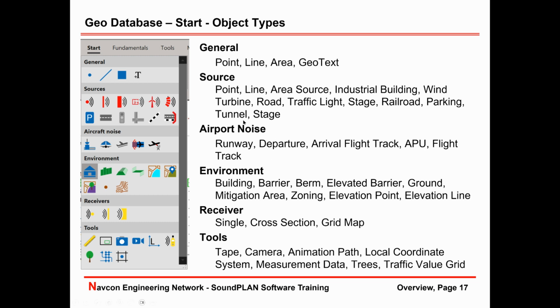In terms of the sources, we'll get to that in a second. Point, line, area sources, industrial buildings. Again, we have to have the information from the client in terms of what type, how noisy that source is, what's the spectrum. If they don't have that information, then we can go back to the library in SoundPLAN to assign known or some default numbers for the power levels.